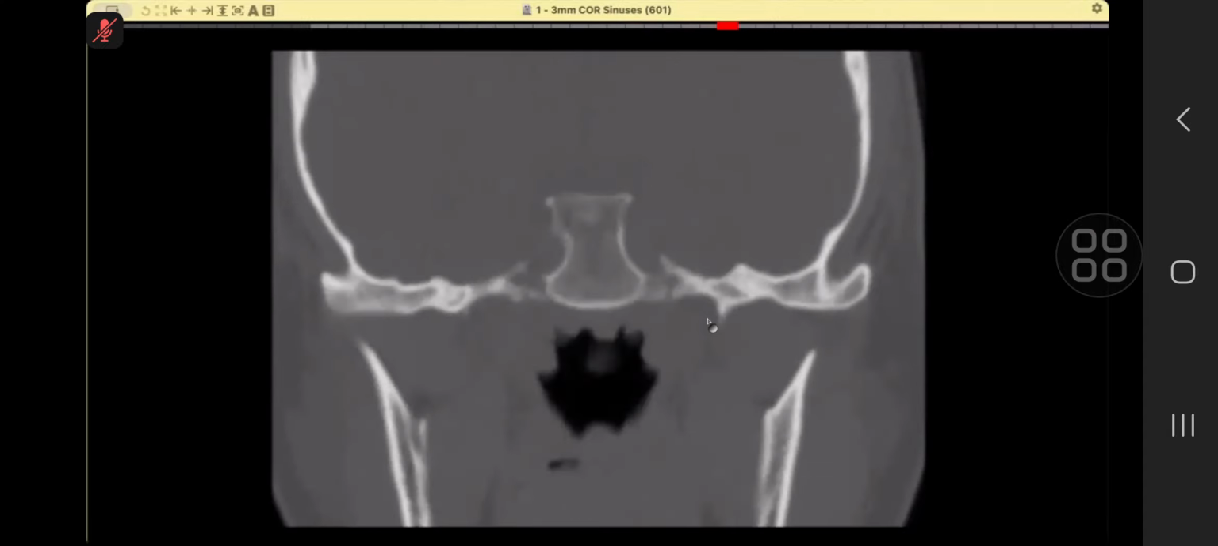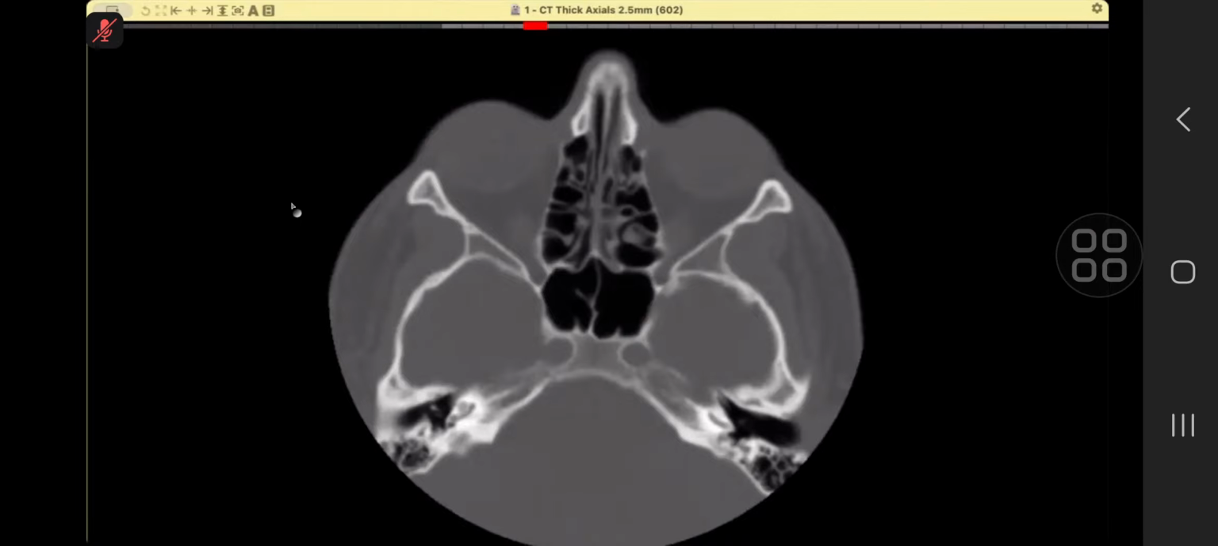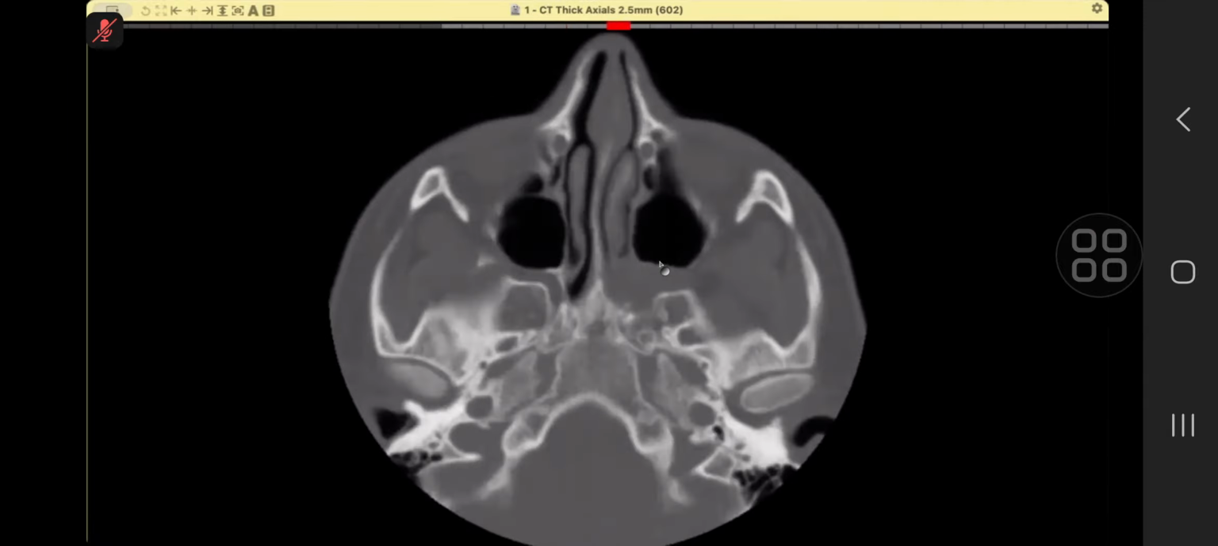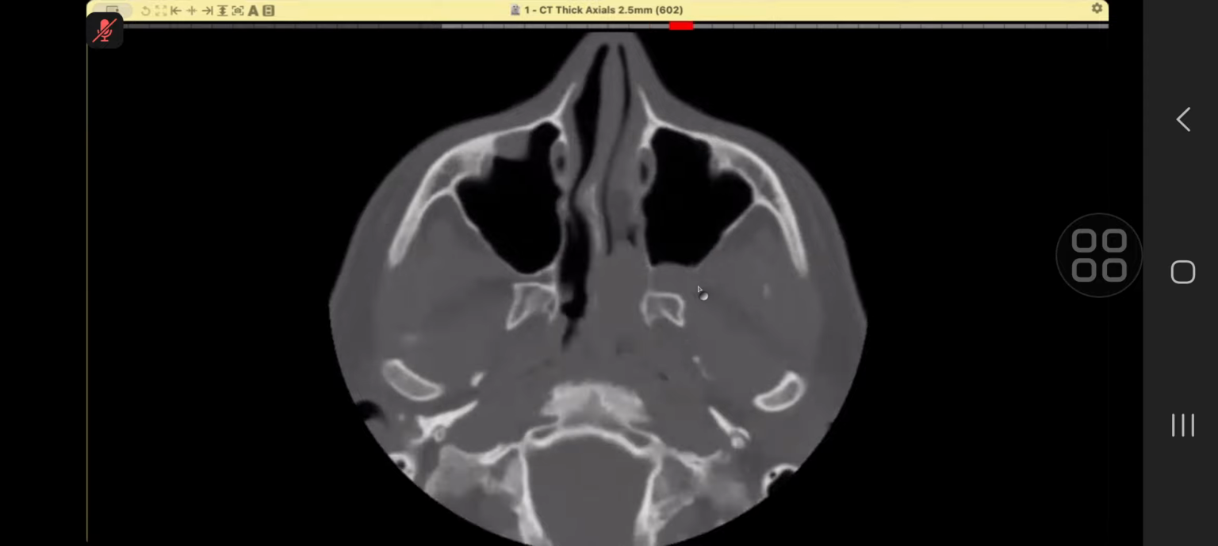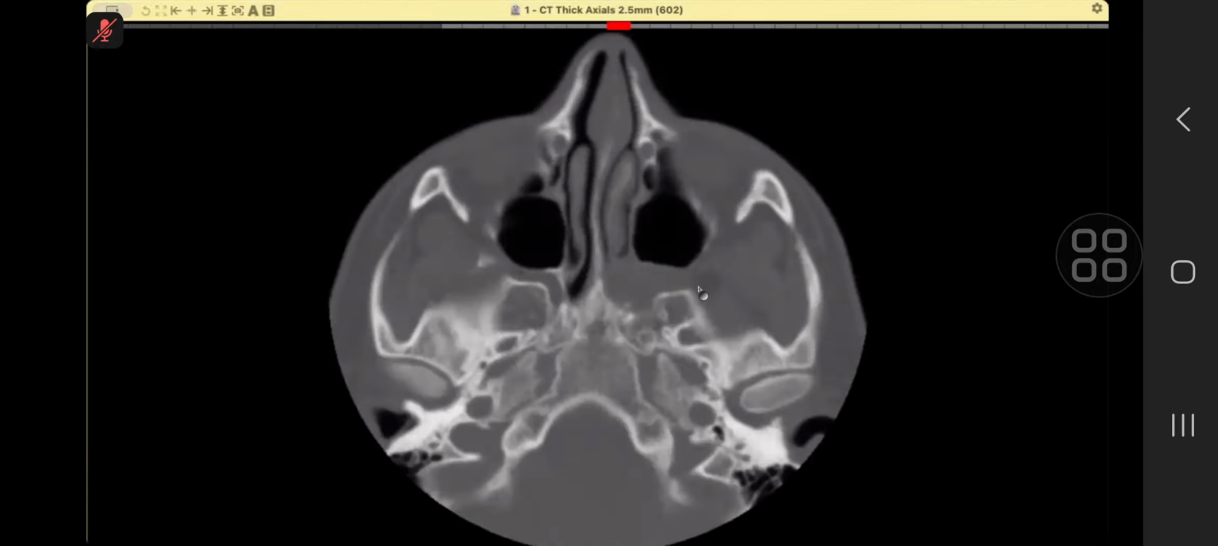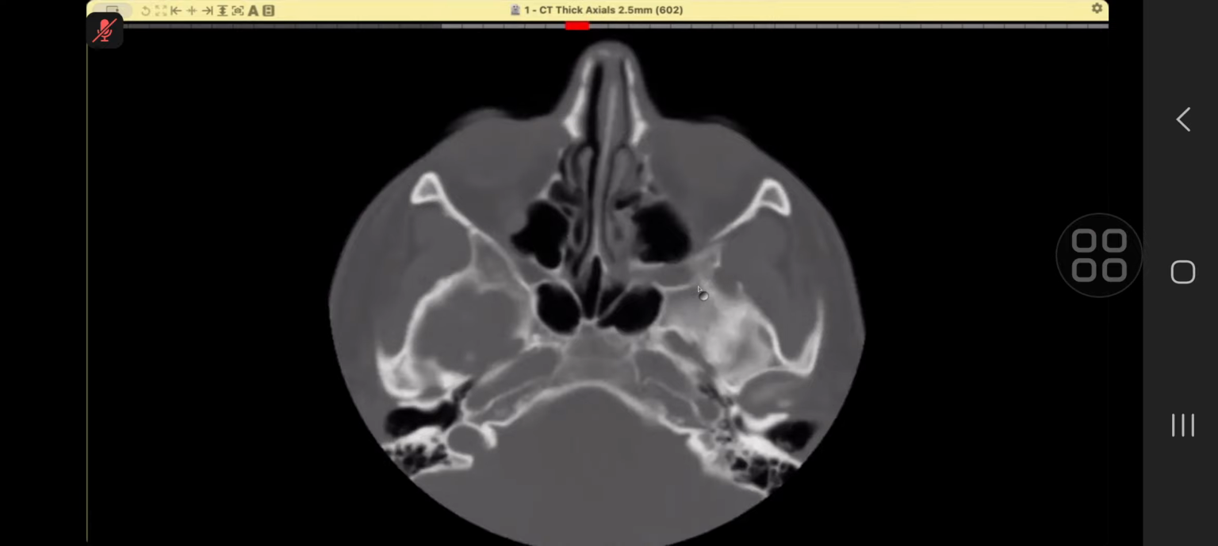So can I have a look at the axial images first? Here you are. Thank you, sir. Sir, on the axial images, yeah, now they are scrolling well. I could appreciate that the left pterygopalatine fossa is significantly dilated with mass seen over here. I could appreciate the mass extending into the nasal cavity as well.